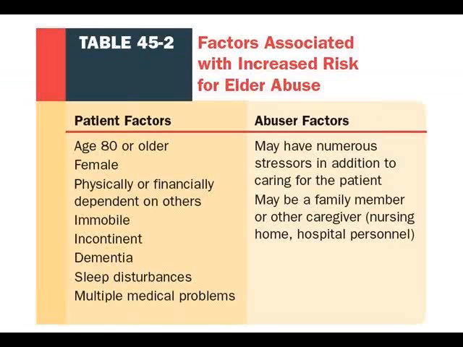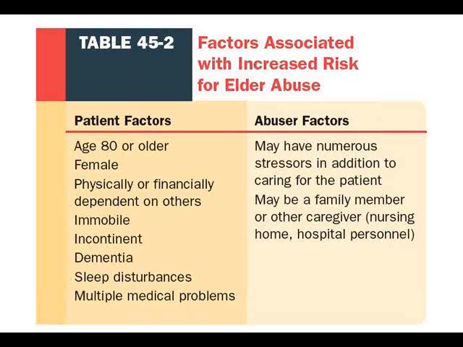Okay, so there's that video. So factors associated with an increased risk for elder abuse: the patient's 80 or older, female, financially or physically dependent on others, immobile, incontinent, have dementia, sleep disturbances, and multiple medical problems. So things can become complicated, and the more reliant they are, probably the more of a risk they are. Abuser factors, there can be lots of different things.